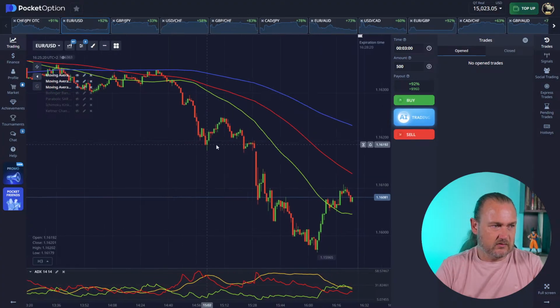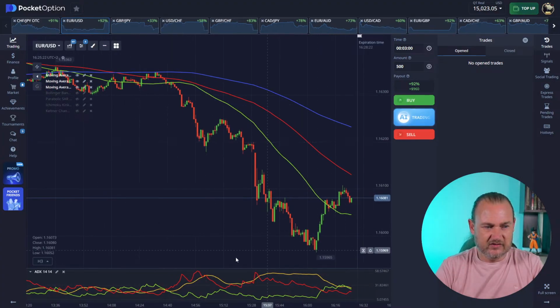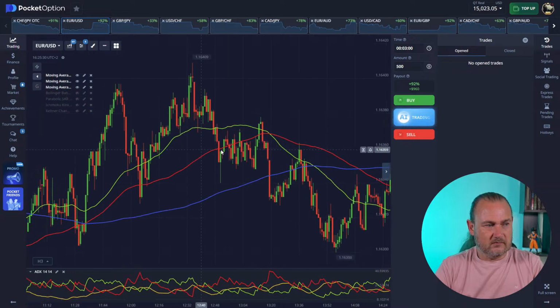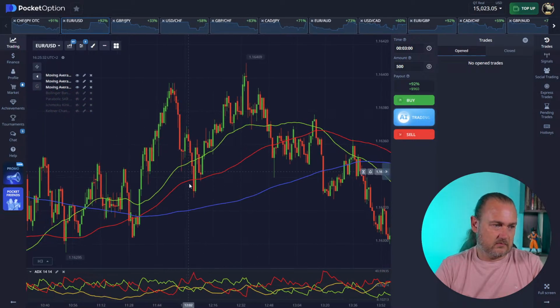Okay, so we can see here we are moving downwards. ADX is quite high. It's running super high actually at the moment. This is insane. Some possible buy opportunities.